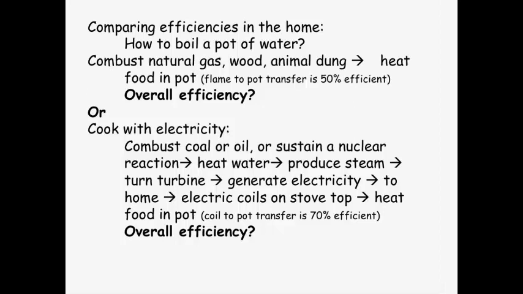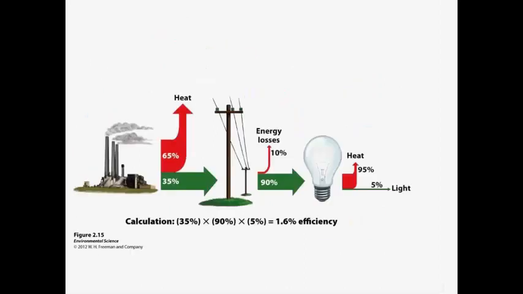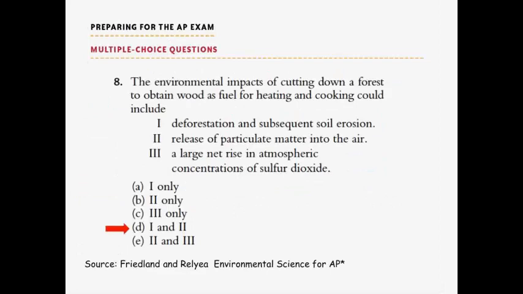But at any rate, hopefully you see that I've done some different ones that are quantitative and qualitative, and in each case pointing out what is the system. And here's a multiple choice question that really questions the student about some other things as well. It says the environmental impacts of cutting down a forest to obtain wood as fuel for heating and cooking could include, and so in a way this is a kind of system analysis that's talking about how you're obtaining the fuel and then what you're doing with that fuel when you try to harness the energy in it.